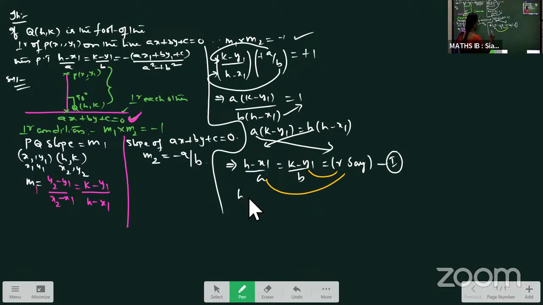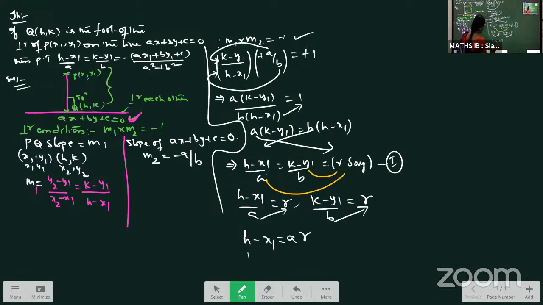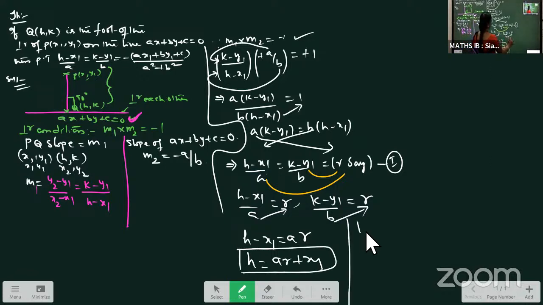See, H minus X1 by A is equal to R. K minus Y1 by B is equal to R. Do the cross multiplication. H minus X1 is equal to AR. H is equal to AR plus X1. Name this one like this. And again, K minus Y1 is equal to BR. Then K will become BR plus Y1.